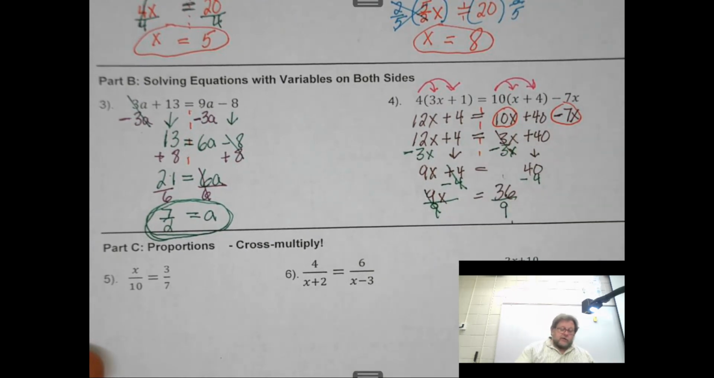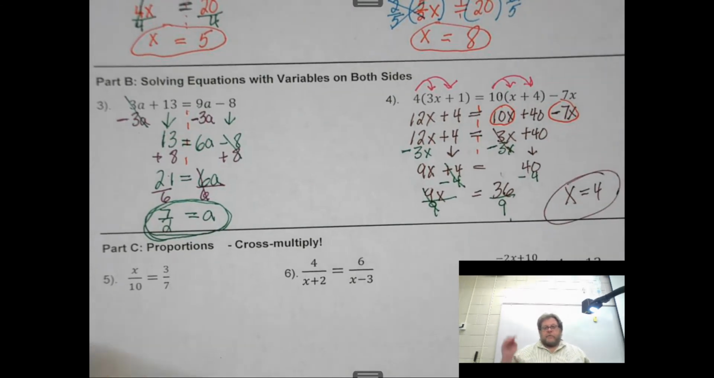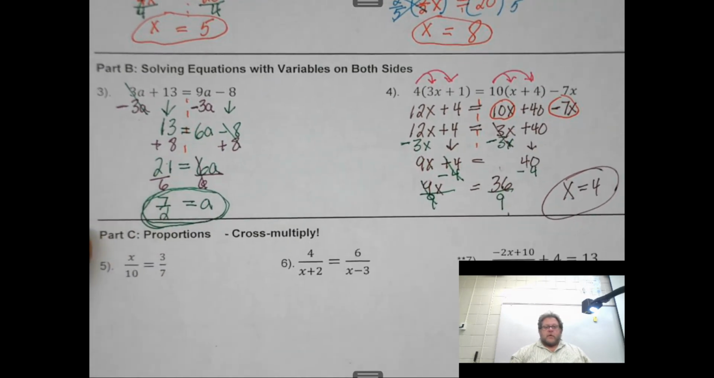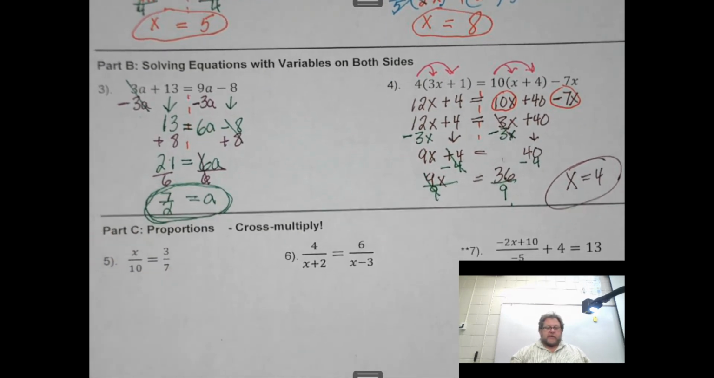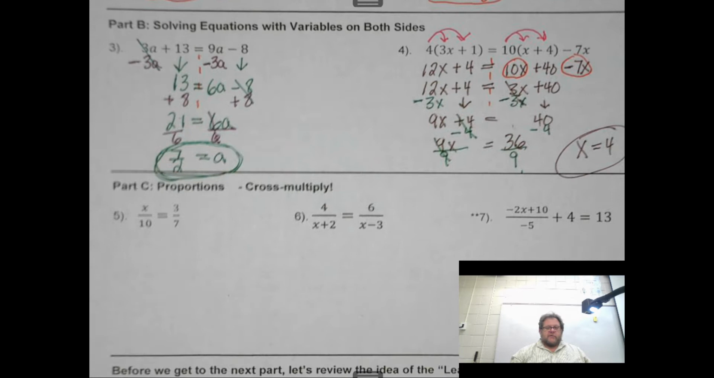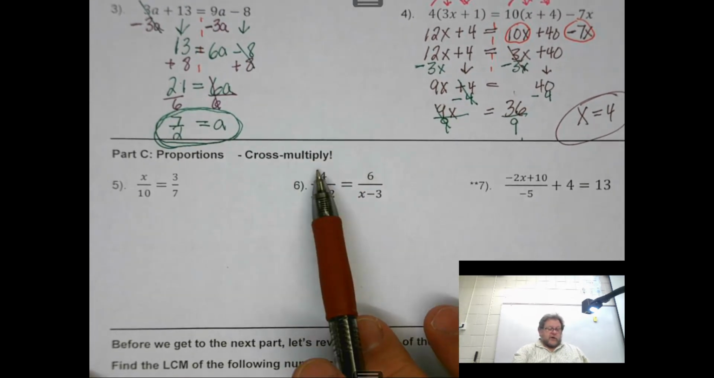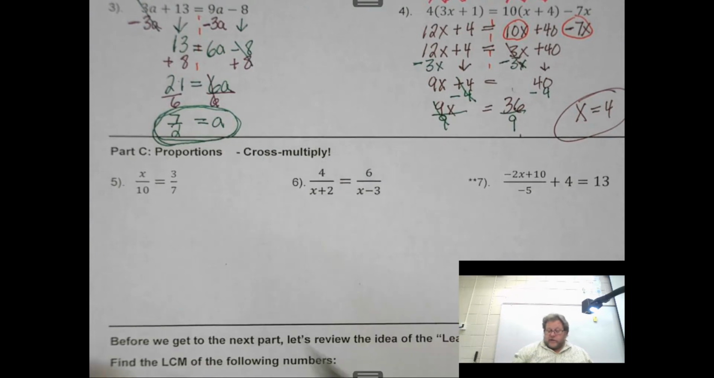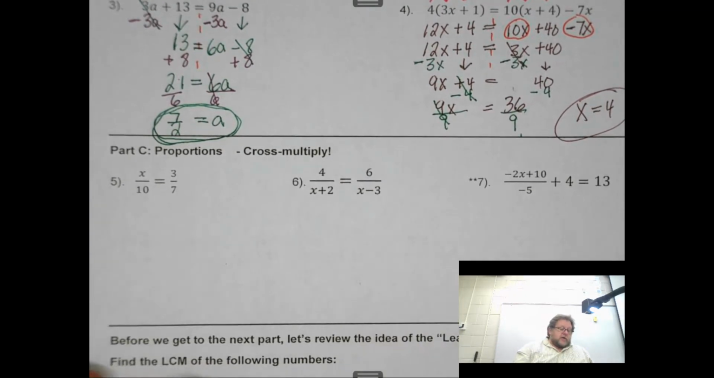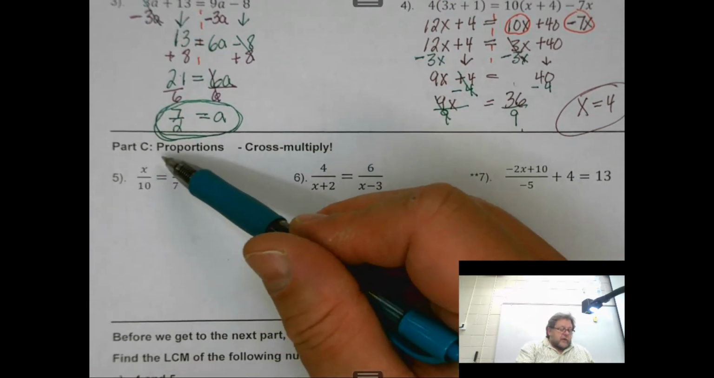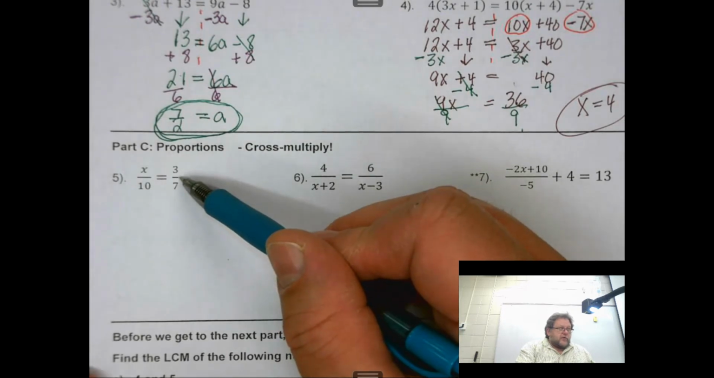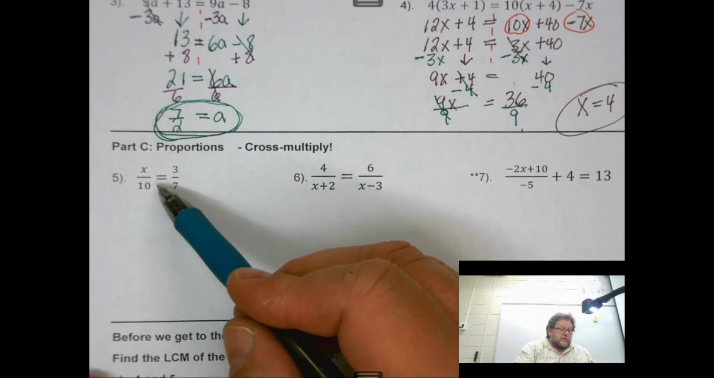Okay, part C, proportions. They even give you a hint. Cross multiply. It's actually called cross products. Somebody made a mistake. When you have a ratio equals a ratio, it's called a proportion, or in other words, a fraction equals a fraction. Now, these fractions have to be by themselves, and we'll get into that in this number 7.